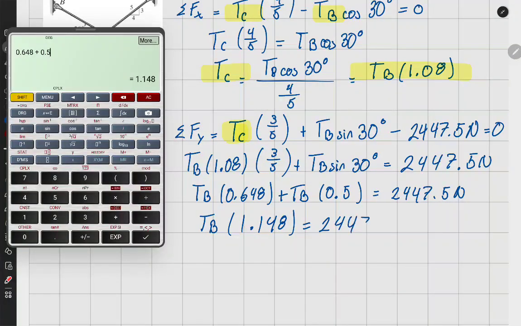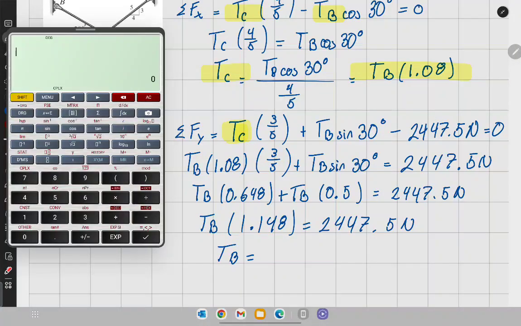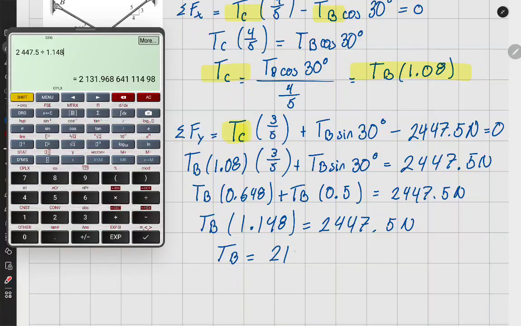Here you can find the result of the tension in the cable B. So TB equals 2447.5 over 1.148, which is 2131.97 newtons.